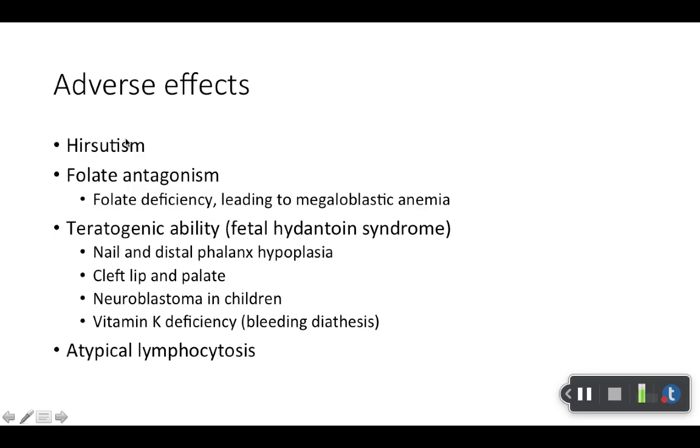Other adverse effects too: hirsutism, which is abnormal hair growth, again kind of rare but serious, and people don't like having hair growing where they don't normally have hair growing. Folate deficiency, again another reason why the patient may need to be on supplementation while they're taking this, if it's longer term, because they can have problems with anemia. So vitamin D and folate potentially with this one. Teratogenic, put a star there. Definitely something to think about with your pregnant patients. And then rare but serious, atypical lymphocytosis.